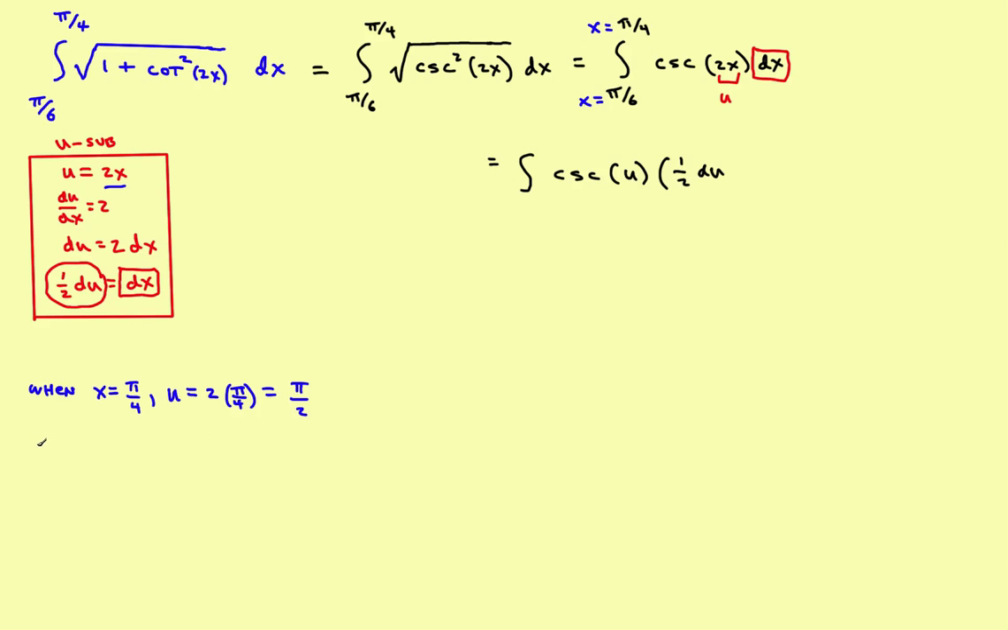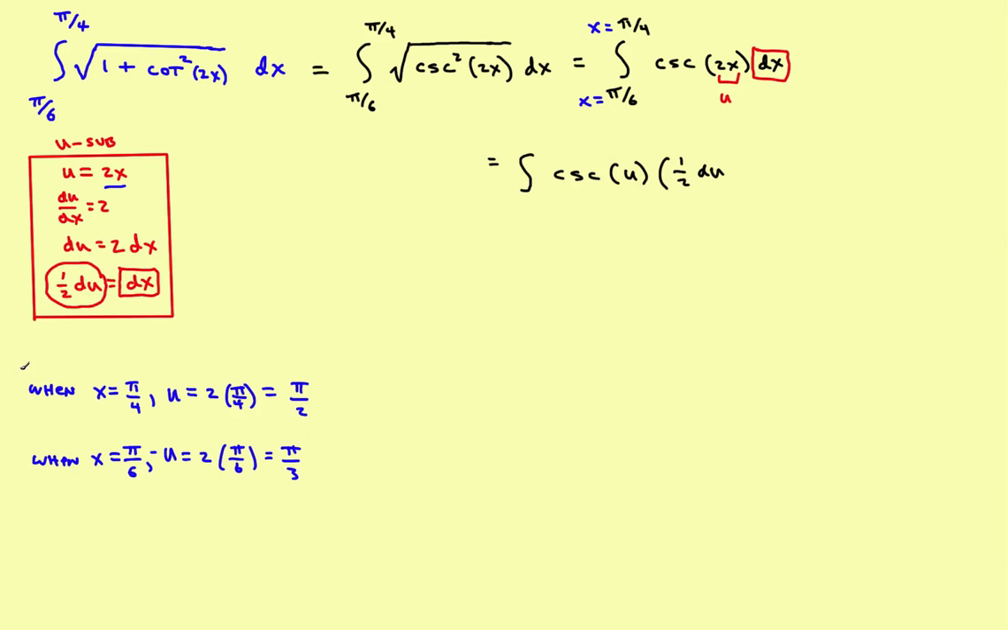Now figure it out for the bottom limit. So when x is equal to pi divided by 6, then u would be equal to, and again plug it into this one, twice pi divided by 6, which gives you pi divided by 3. Pi divided by 3. So here are the limits.